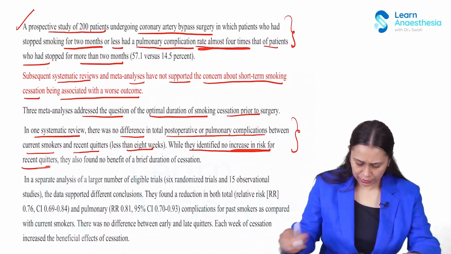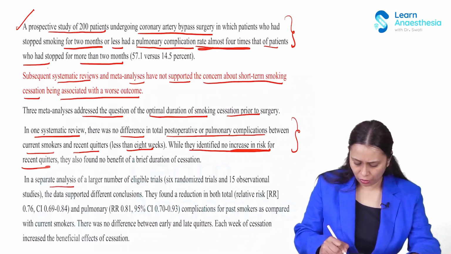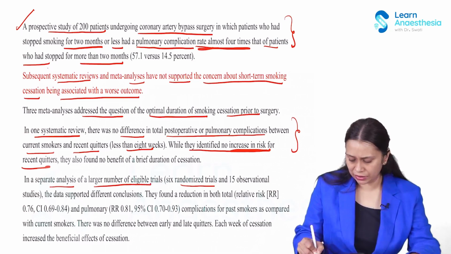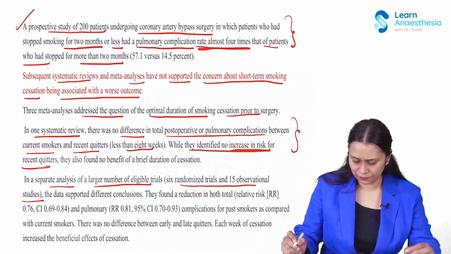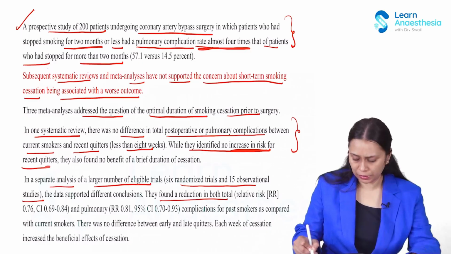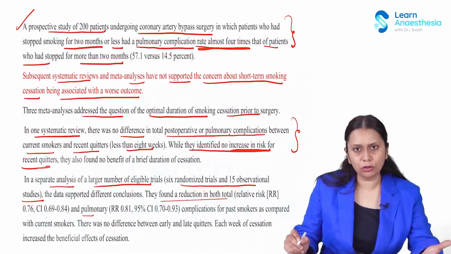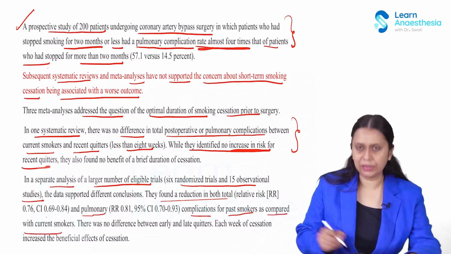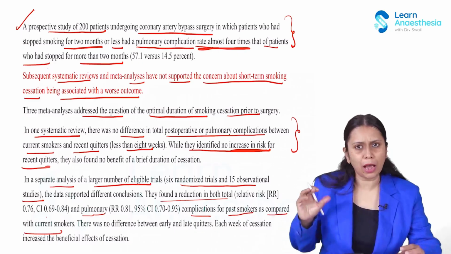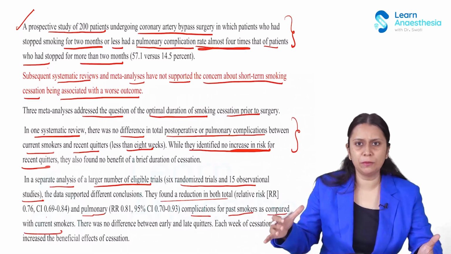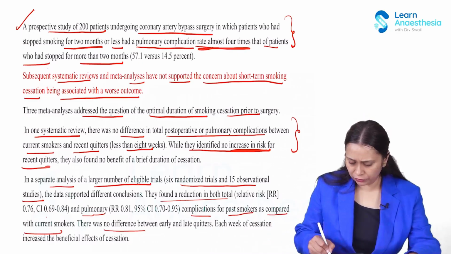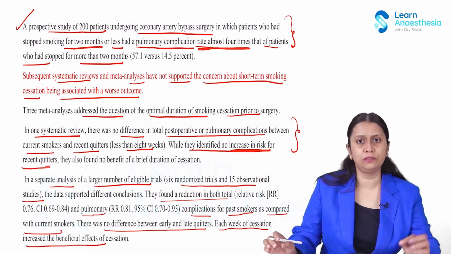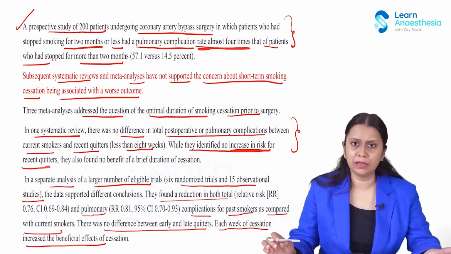of complication. Then there was a separate analysis of a large number of trials, 6 RCTs and 15 observational studies, and they found a reduction in both the relative risk of overall complication and of pulmonary complication for past smokers as compared with current smokers of any duration. So abstinence from smoking of any duration was giving the benefit of fewer complications in the patient. There was no difference between early and late quitters, and each week of cessation increased the beneficial effect on overall outcome in the patient.